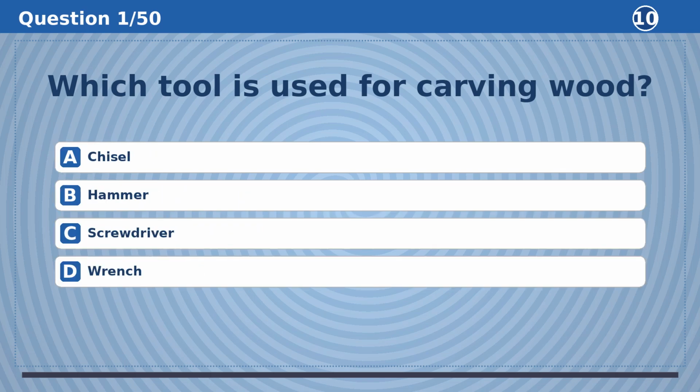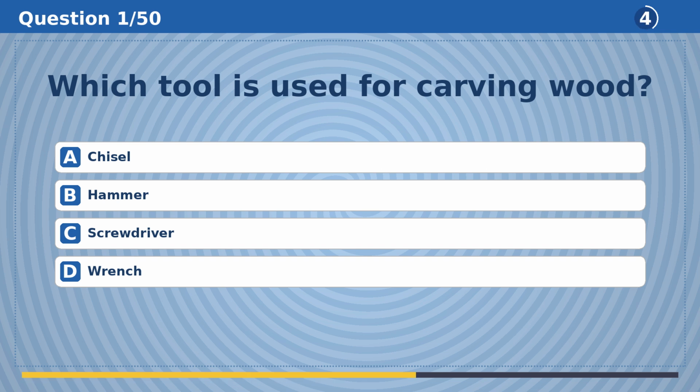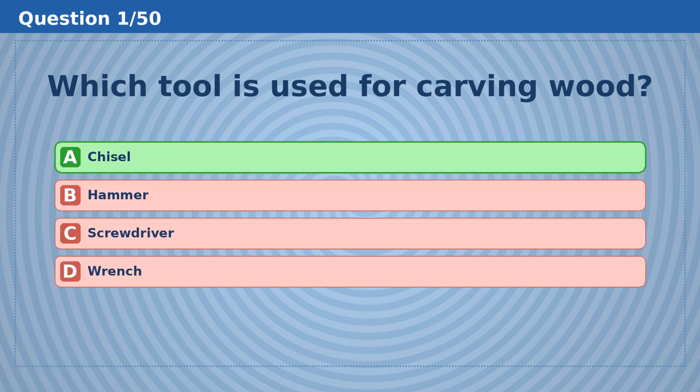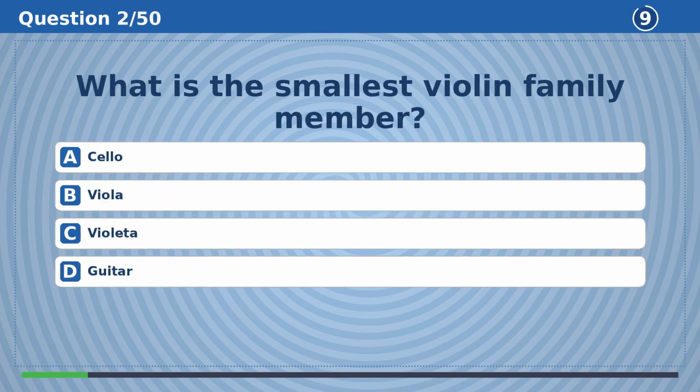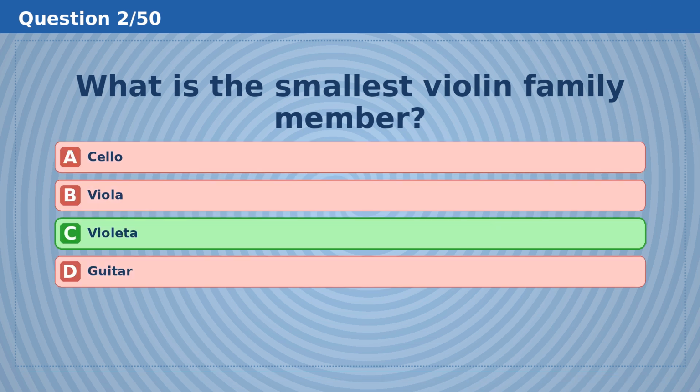3, 2, 1. Which tool is used for carving wood? The answer is A. Chisel. What is the smallest violin family member? The answer is C. Violetta.